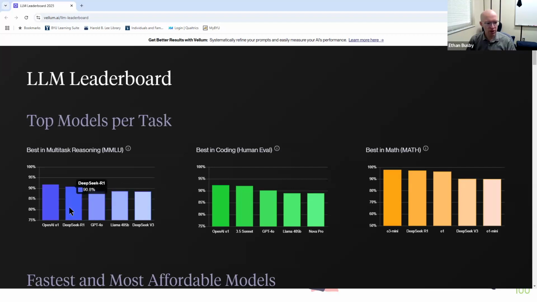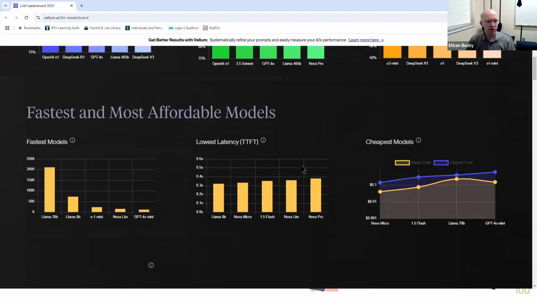Deepseek R1 is a more recent Deepseek model. V3 is the older Deepseek model. In terms of coding compared to humans, again, comparing different models, and you can see their performance. Math behaviors, a sort of ability to work with math. There's some here about which ones are quickest.